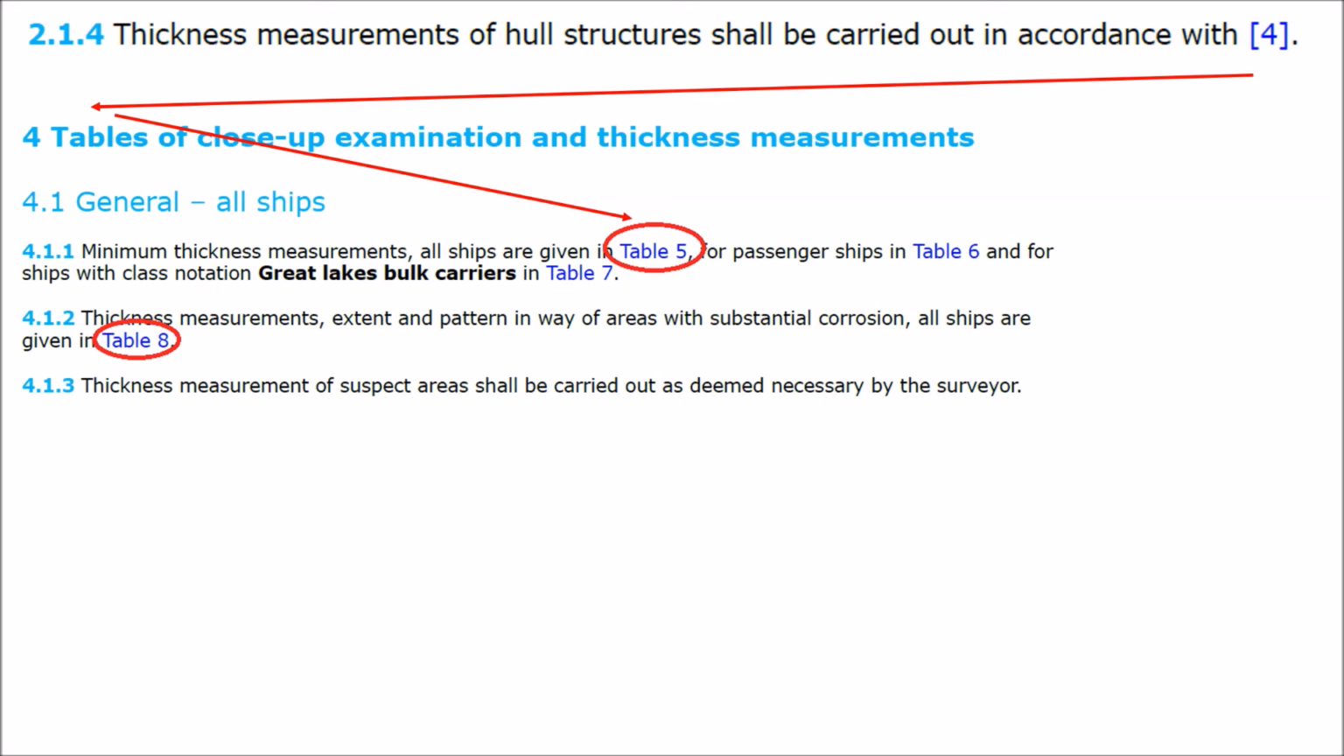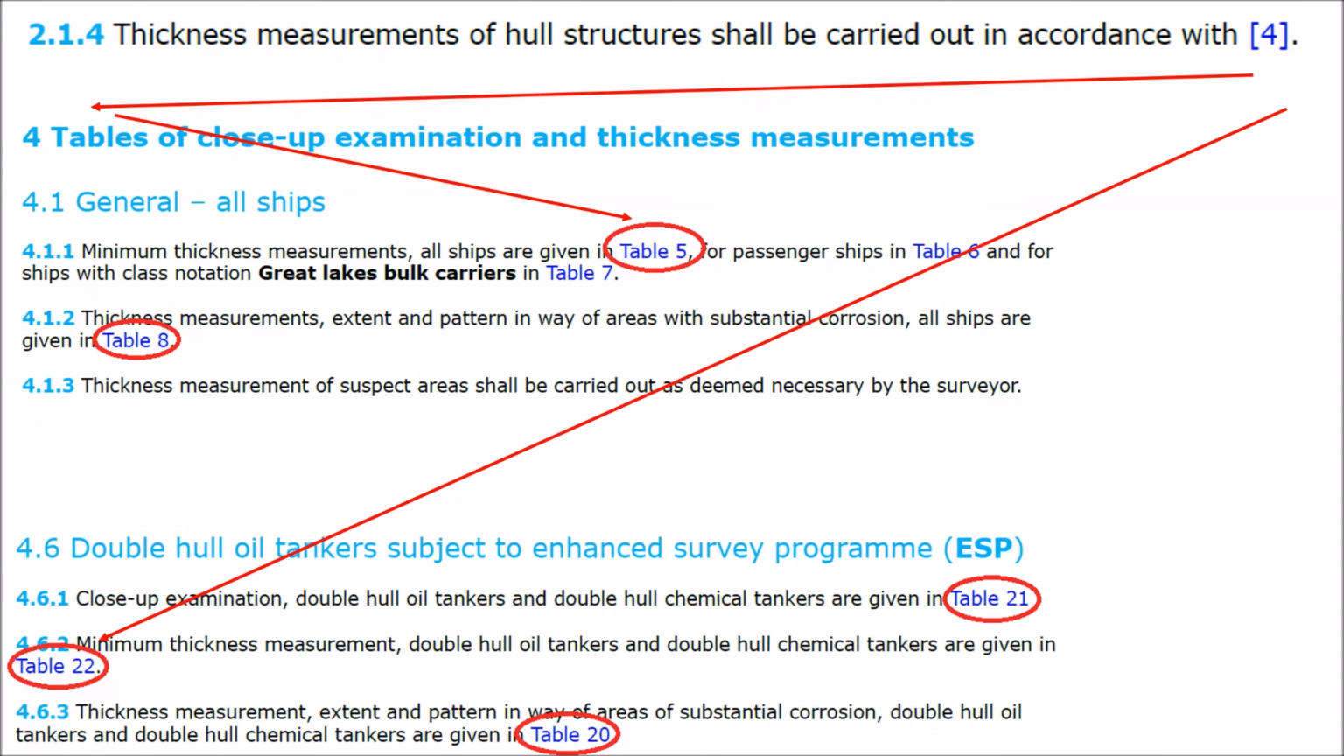So minimum thickness measurement, all ships, is in table 5. And it's not a passenger ship, it's a tanker. And the thickness measurement, substantial corrosion, is table 8. We won't care about that because now it's just about thickness measurement in general, not substantial corrosion. And the next one is here. Double hull oil tankers, the ship type specific part. About the thickness measurement without the close-ups and the substantial corrosion, we have table 22.